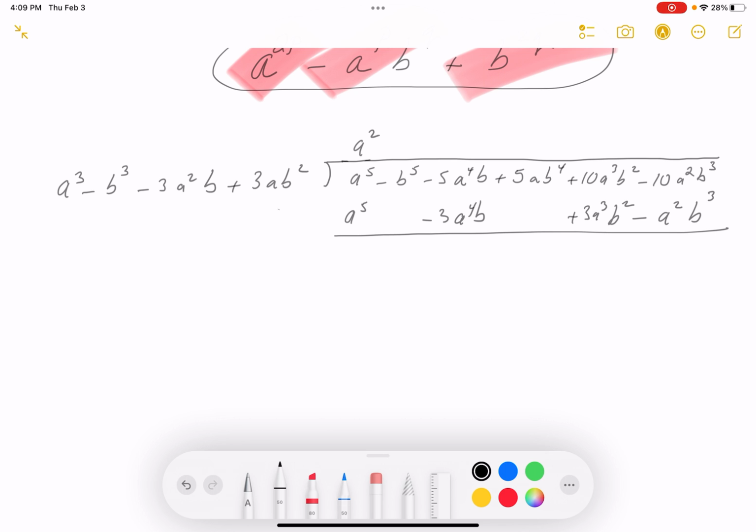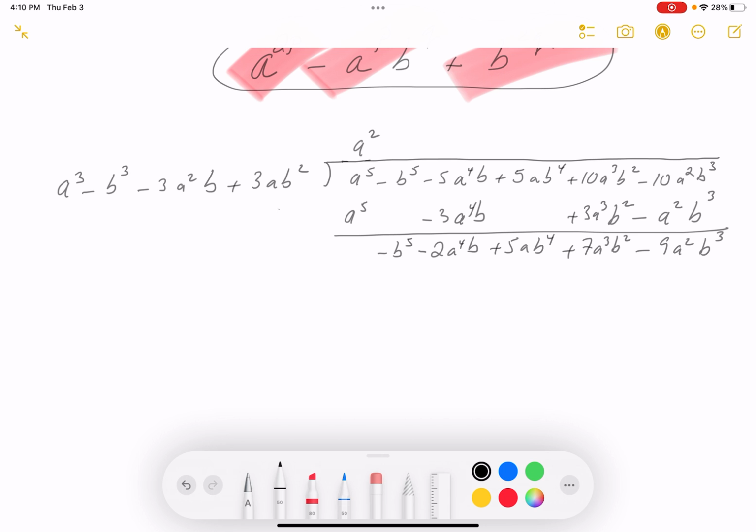And I find this difficult too. Well, I get minus b to the fifth. And then when you get up there, you get minus 2a to the fourth b plus 5ab to the fourth plus 7a cubed b squared minus 9a squared b cubed.